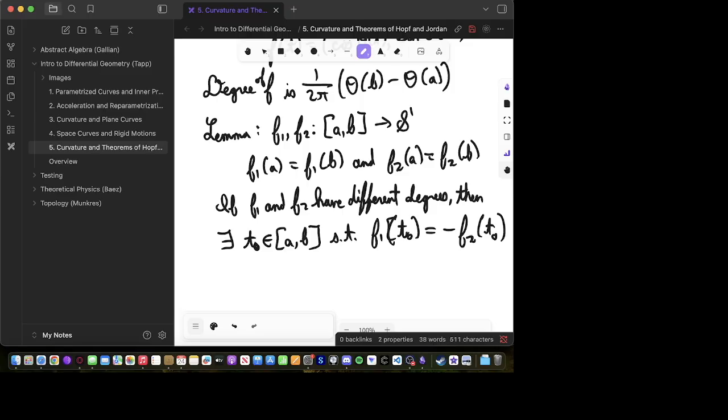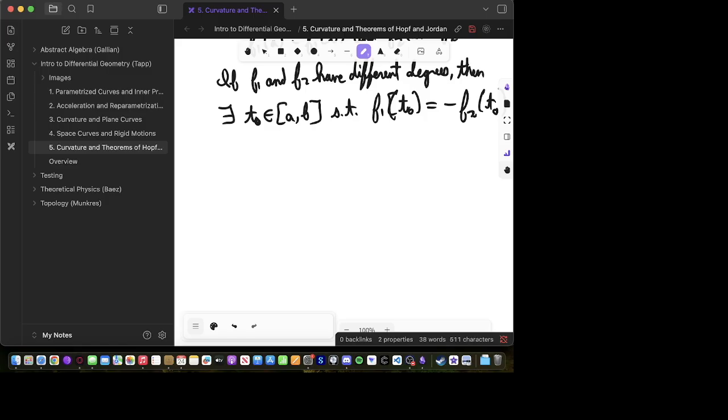So this lemma, for the interest of time, I'm just going to skip the proof. It's pretty simple though. Now we have everything we need to prove the first theorem.